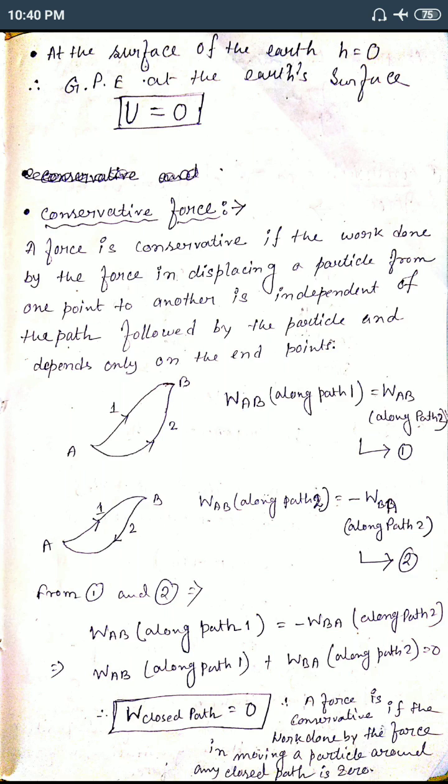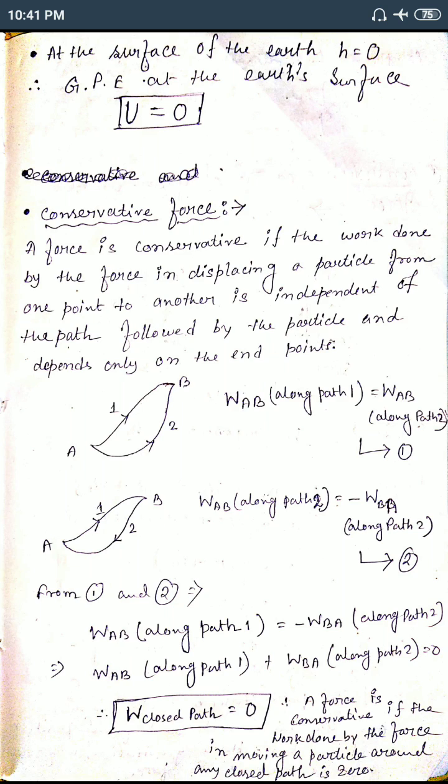Clear? So now from 1 and 2, we get W_AB along path 1 equals W_AB along path 2. In place of this, we put equation 2, that is minus W_BA along path 2. That means W_AB along path 1 plus W_BA along path 2 equals 0. So the work done from A to B plus the work done from B to A, the total work done in a closed circuit or closed path, will be 0.